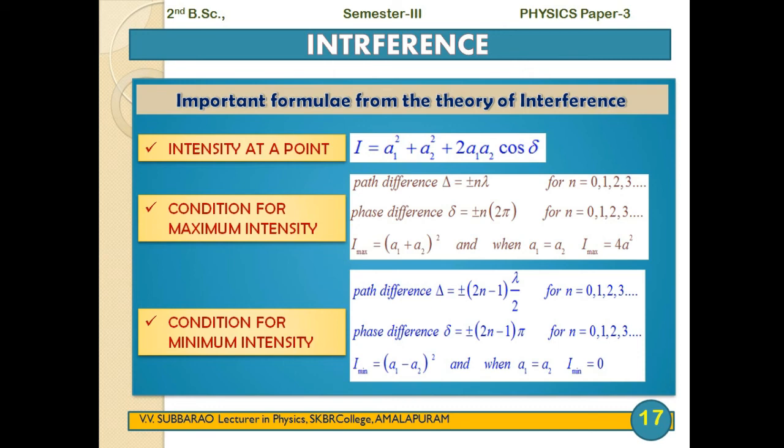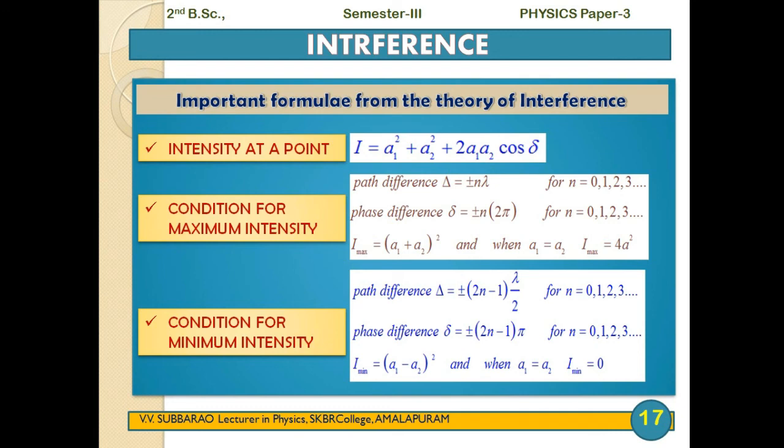We all know that a phase difference of 2π equals a path difference of λ. So in this particular case, the maximum intensity is (A1 + A2)², and when A1 equals A2, maximum intensity may be written as 4A².